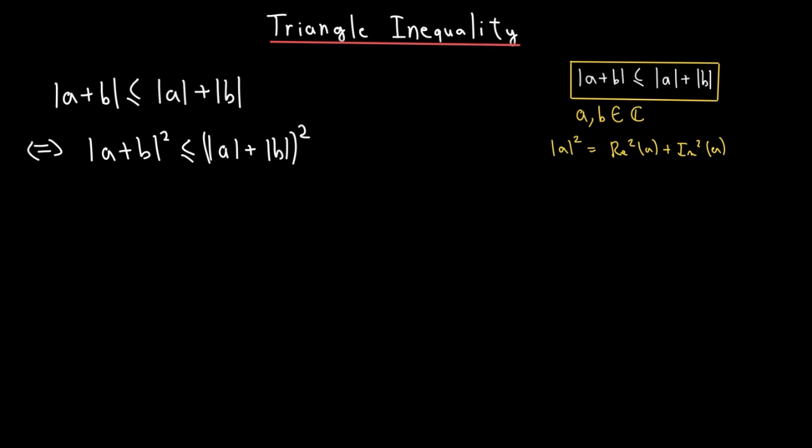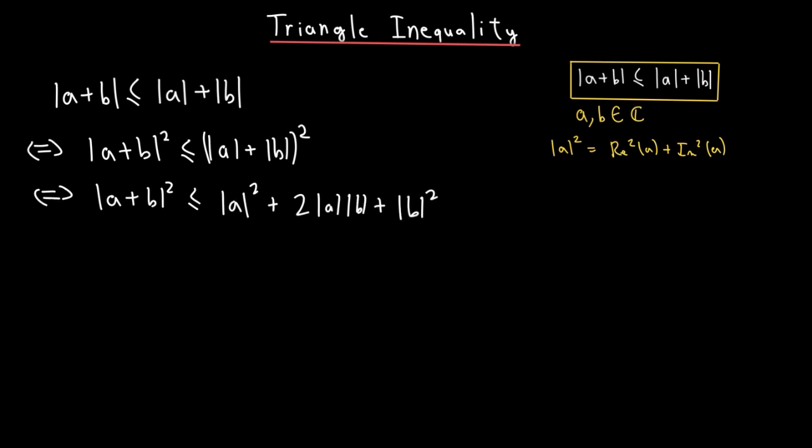And so now we can distribute. So we have that the modulus of a plus b, everything squared, is less than or equal to the modulus of a squared plus 2 times the modulus of a times the modulus of b plus the modulus of b squared.